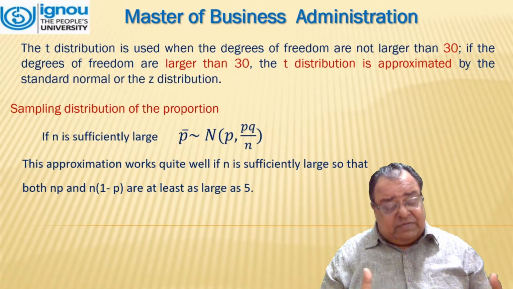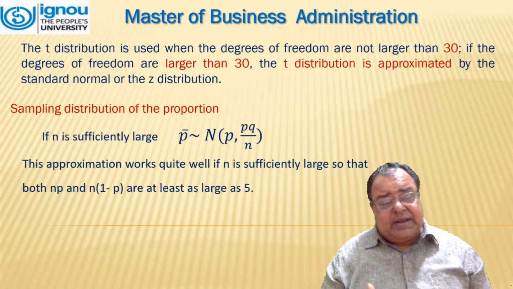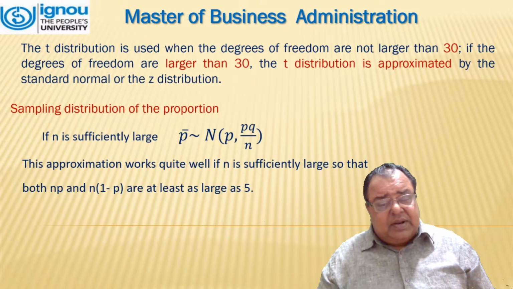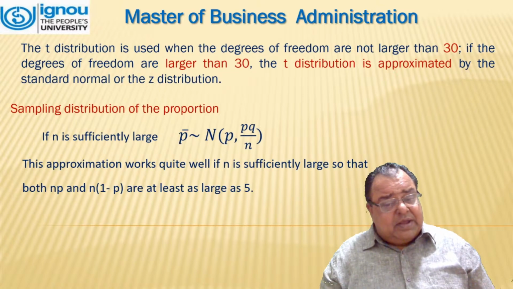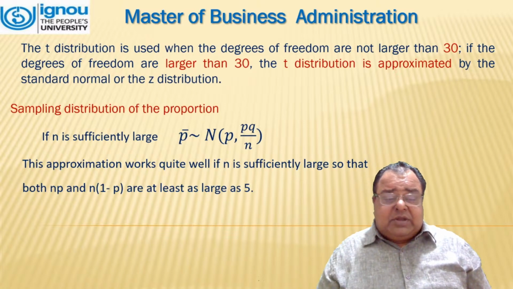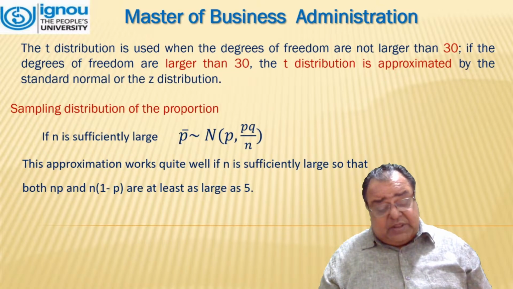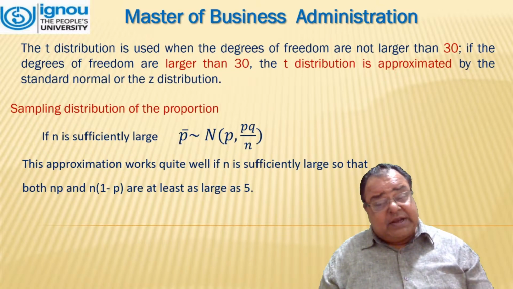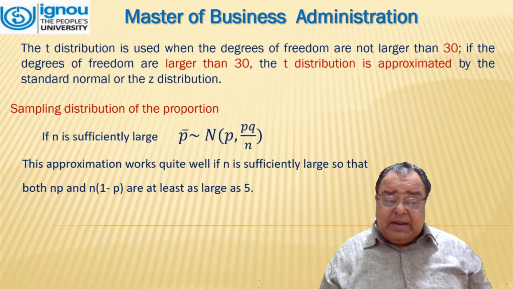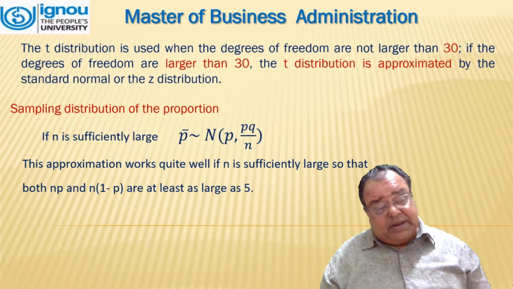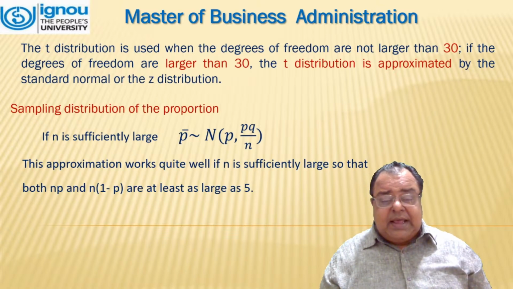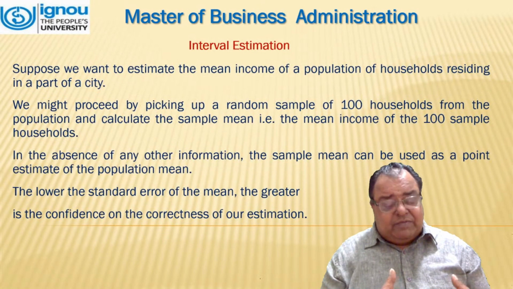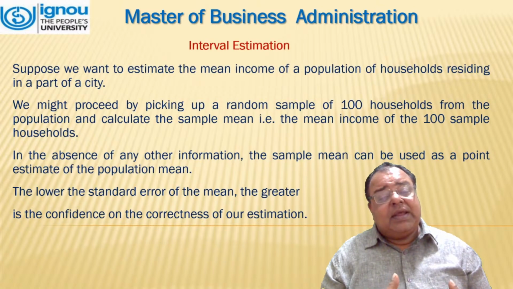Sampling distribution of the proportion. If n is sufficiently large, p dash will be N(p, pq/n). This approximation works quite well if n is sufficiently large so that both np and n(1 minus p), that is nq, are at least as large as 5. Now we have to decide the interval estimation.